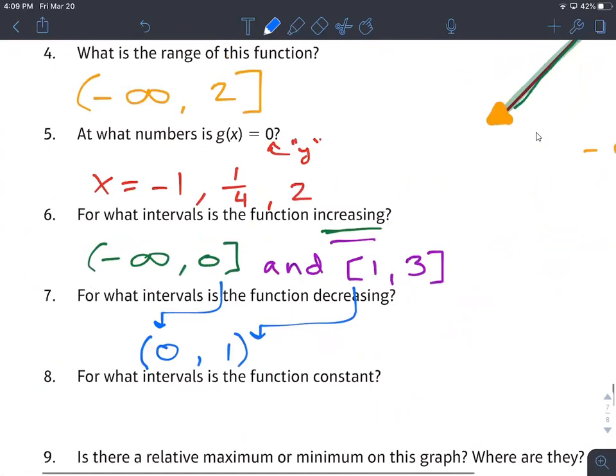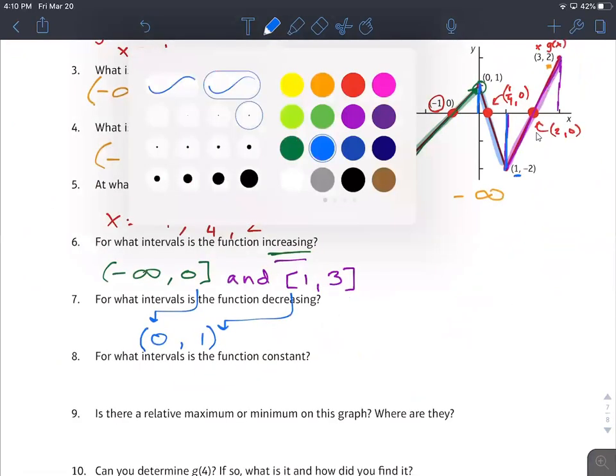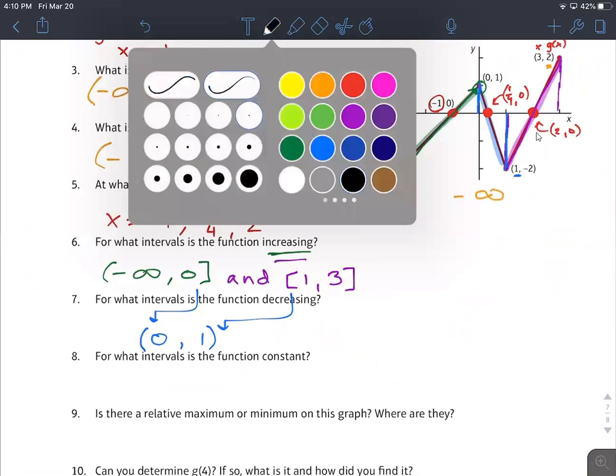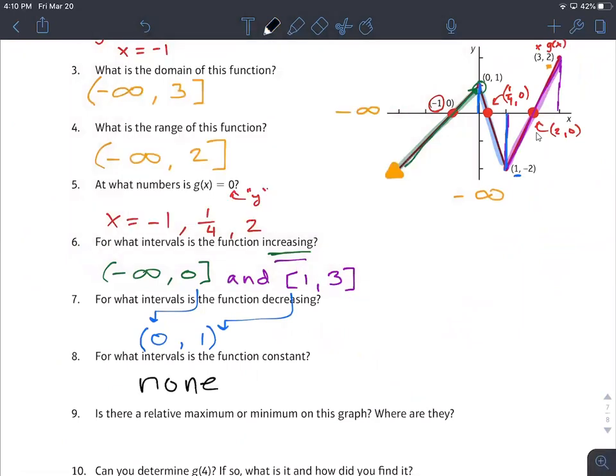Last but not least, for what interval is this constant? The constant function is where it's flat, and there is no flat part in this graph, so the answer to that is none.